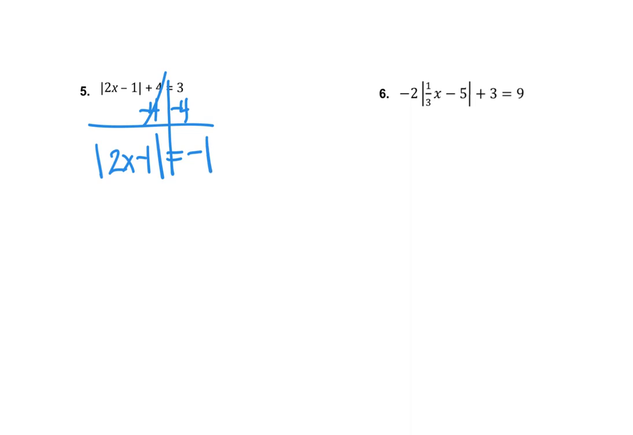Now, I want you to think about what we've said about absolute value. Because absolute value is distance, absolute value is always going to be positive. So after you isolate your absolute value part, if it's ever equal to a negative, that means it's a no solution. You cannot have the absolute value of anything be equal to a negative. So therefore, this is a no solution.